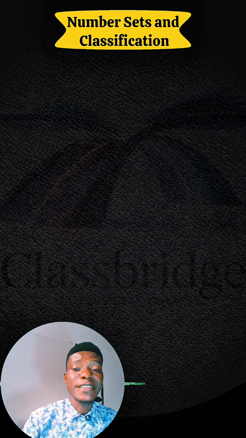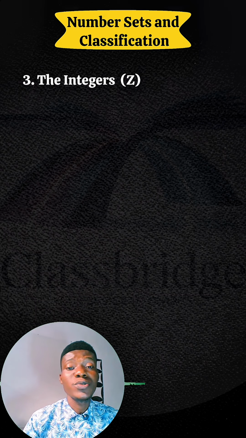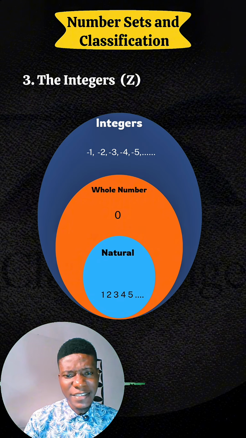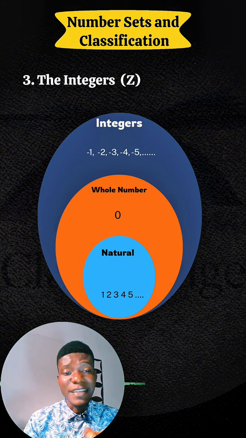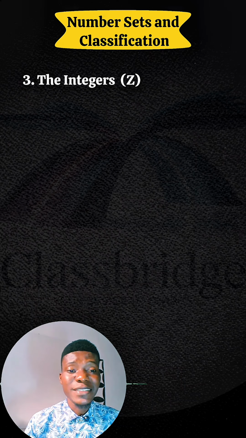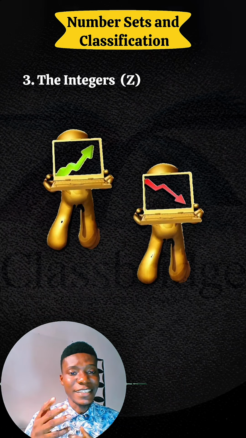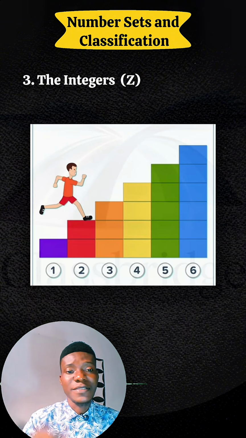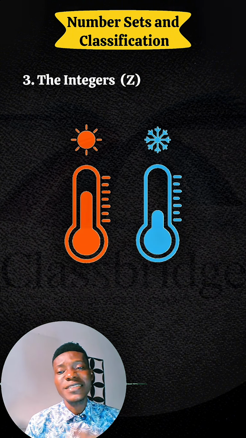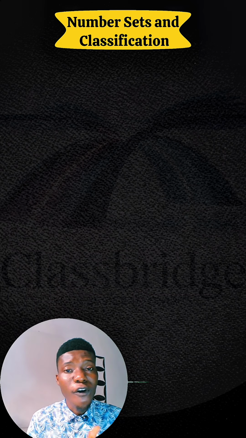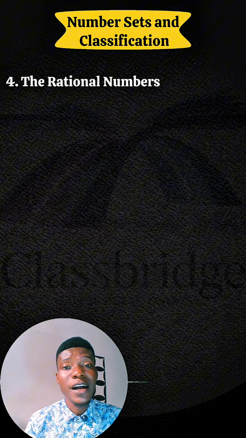The next one is the integers. Integers include natural numbers, whole numbers, and their negatives. That is the negative numbers, the center, which is 0, and the positive numbers. This set of numbers enables us to talk about gains, loss, positive, negative, increase, decrease, temperature rise, temperature fall, and so on.